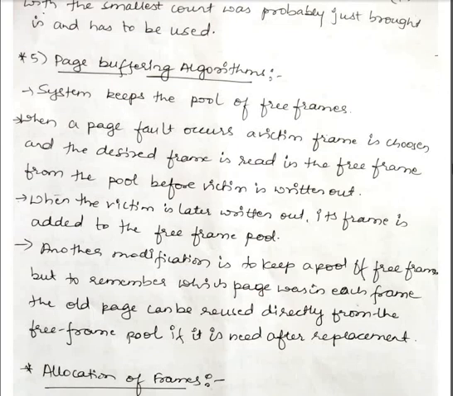Remember the page which was present in that frame. If that page is present in that frame, a copy of it is kept. It is just like a buffer. Instead of reading that page from memory, because reading from memory takes more time, since the frame is remembering, we can directly take it from that particular frame. So this is one modification of the page buffering algorithms.